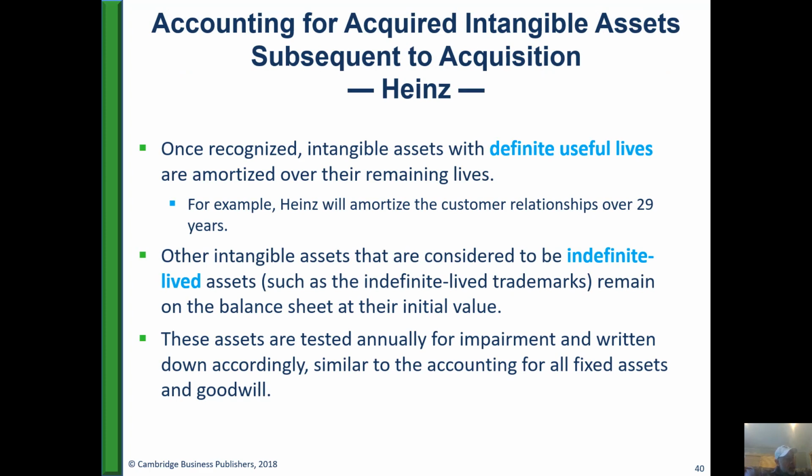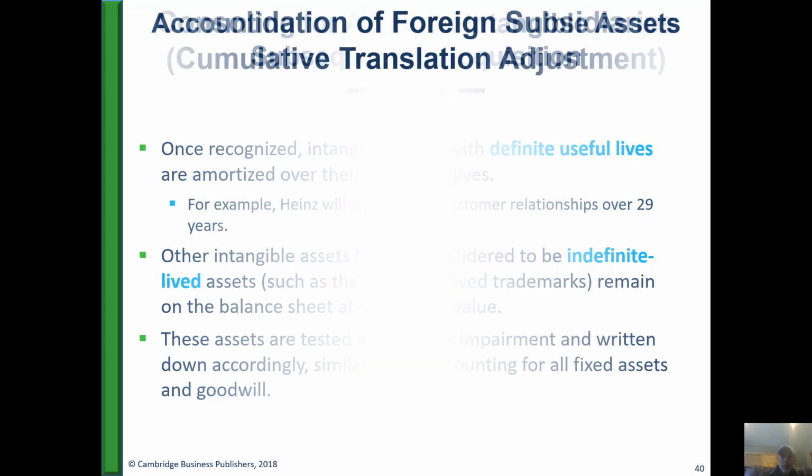And the authors break that down for us between intangible assets with definite useful lives, which will be amortized over their useful life, and intangible assets considered to be indefinite, which will remain on the balance sheet at their fair value.